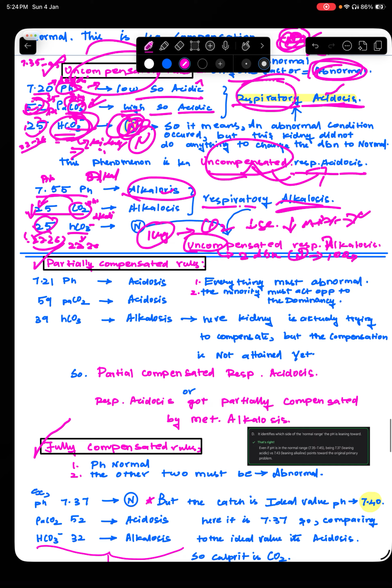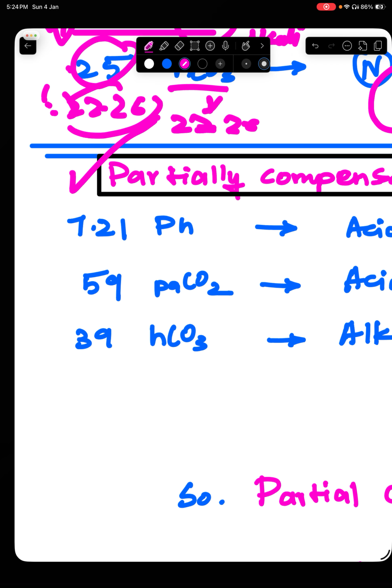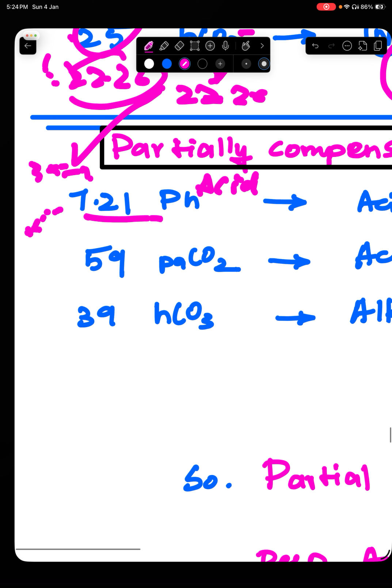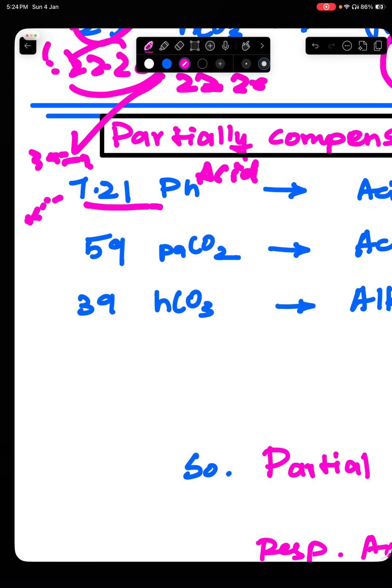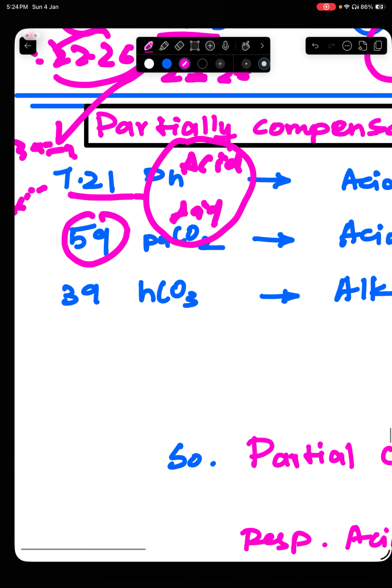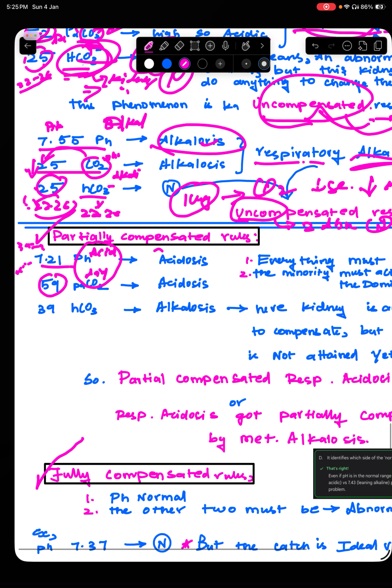Okay, partially compensated. Let's see what it is. The pH is 7.21. What is the normal value? 7.35 to 7.45. So 7.21 is acidic in nature. Then what is PaCO2? The normal value is 35, so here the CO2 value is increased, again acidic. So here two things are dominant, so the condition must be acidosis.